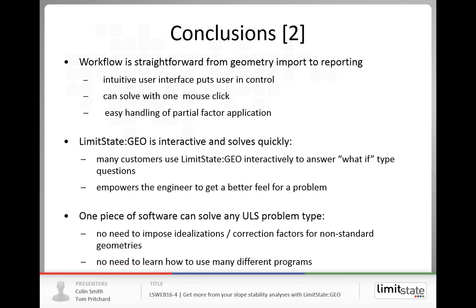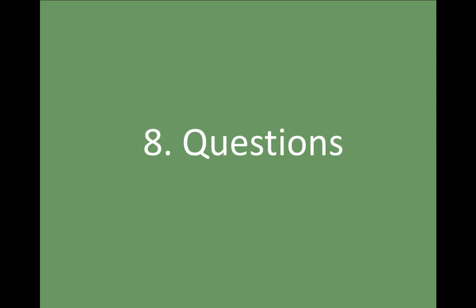And of course, the software is not just limited to slope stability. You can solve any ultimate limit state problem type, whether it's a foundation problem or a retaining wall problem, etc. And there's no need to impose any idealizations or corrective factors for non-standard geometries. You can put in any geometry you like, and the software will solve that. So that brings me to the end of this presentation. I hope you found that useful and informative, and I'm happy to take any questions at this stage.